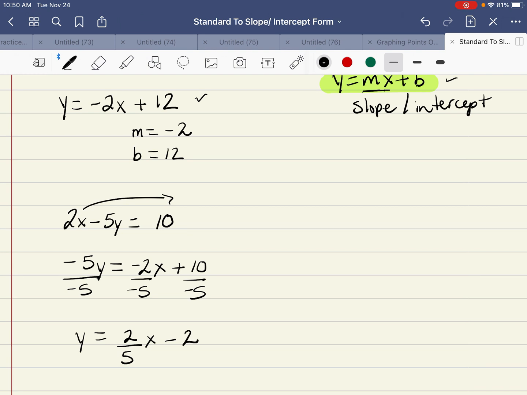So again, standard to slope-intercept form, you are going to isolate y. You are going to balance, making sure you do the opposite, and make sure that y is isolated. So when you're in slope-intercept form, you can read the slope and the y-intercept.